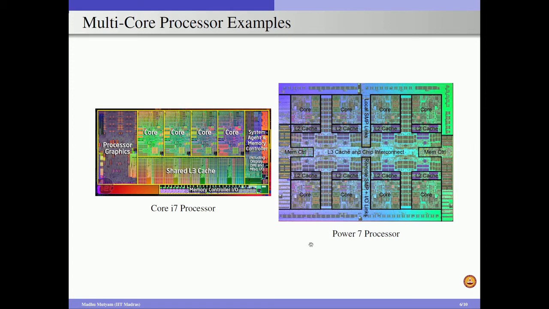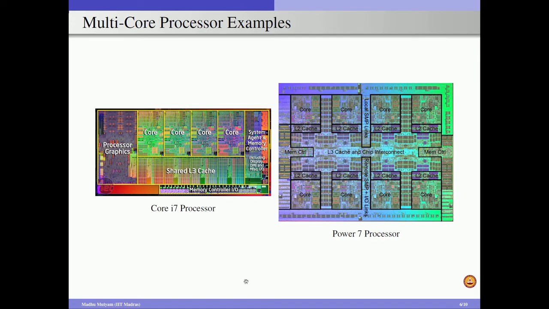Similarly, when we consider the IBM Power 7 processor, we can clearly see here we have 8 cores associated with this, and the L3 cache is there, and each of the cores internally has private L1 and L2, and also the support for memory controllers and support for connecting to the other resources in it.